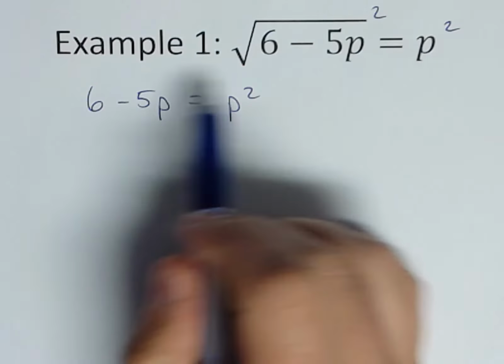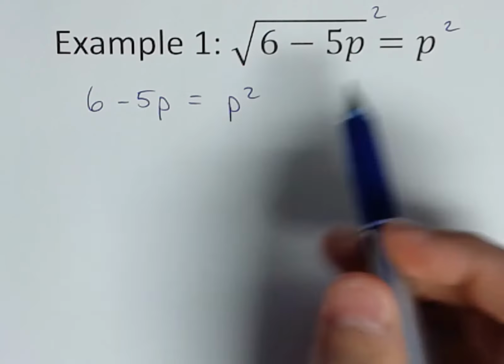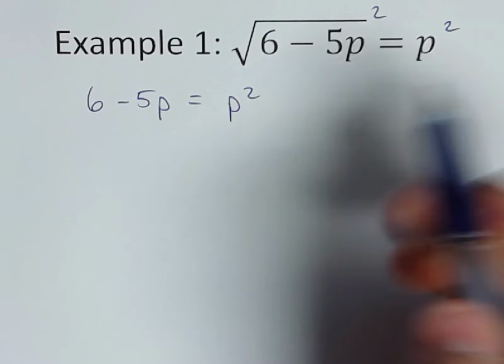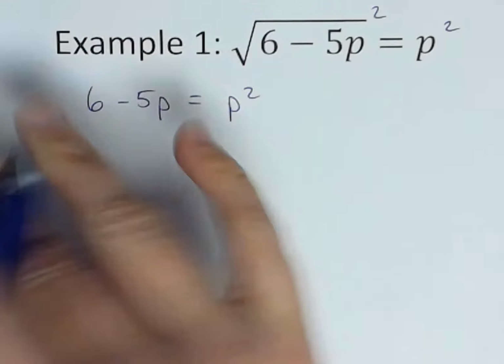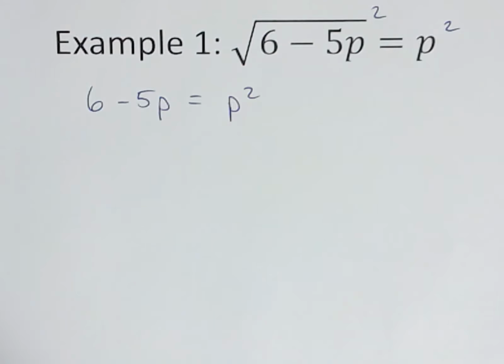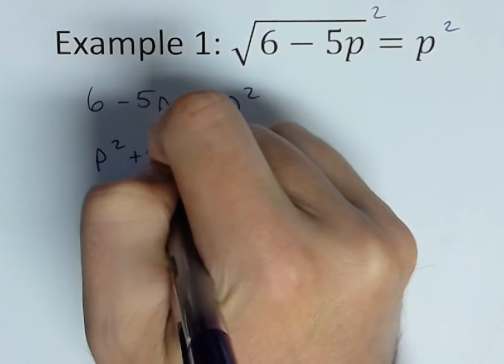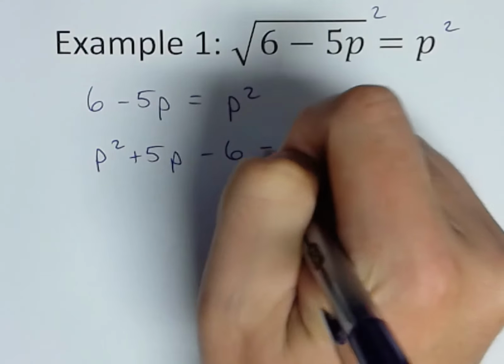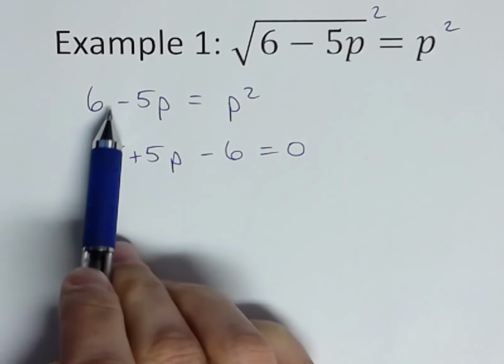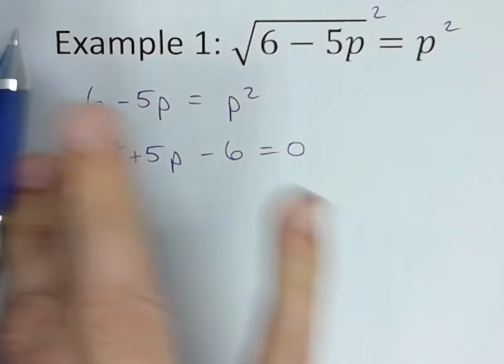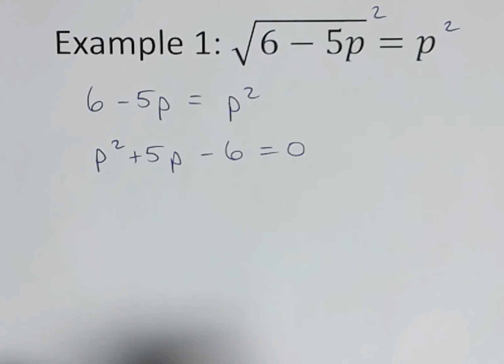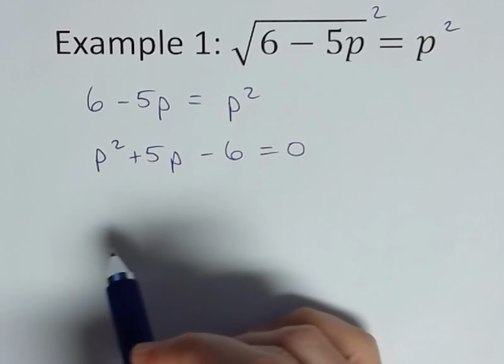So let's get everything on the same side and solve this quadratic. So I'm going to bring these things over here. I'm going to flip it though, write this on this side just so my squared term's positive, not negative. So p squared plus 5p minus 6 equals 0. Again, I basically brought this stuff over, and then I just flipped the whole thing so I'd have things on the left side.